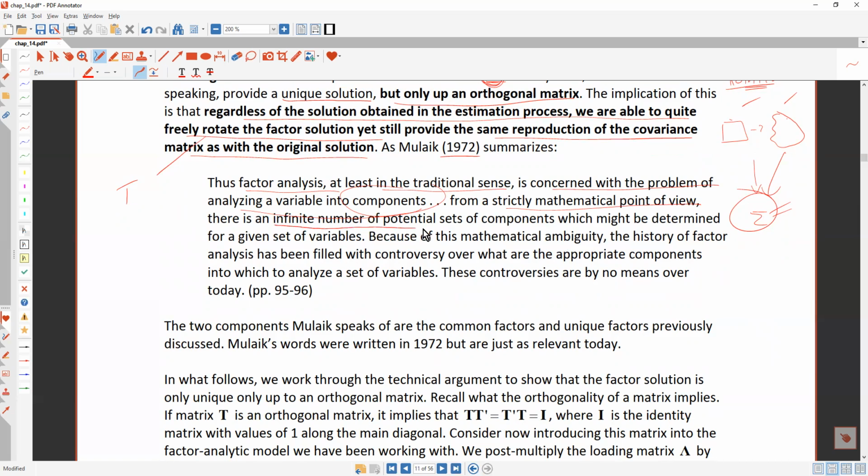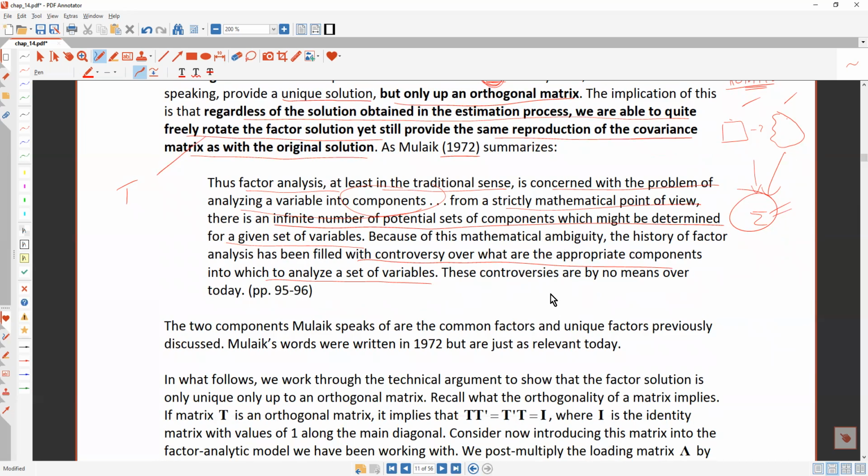There are an infinite number of potential sets of components which might be determined for the given set of variables. Okay. Because of this mathematical ambiguity, the history of factor analysis has been filled with controversy over what are the appropriate components into which to analyze a set of variables. And the controversies, they're not over.